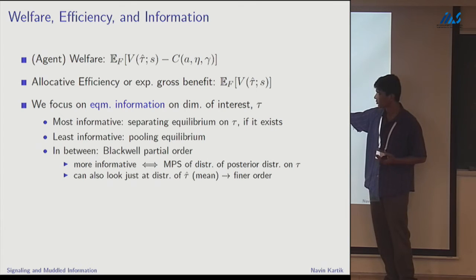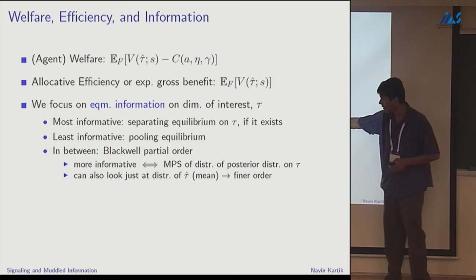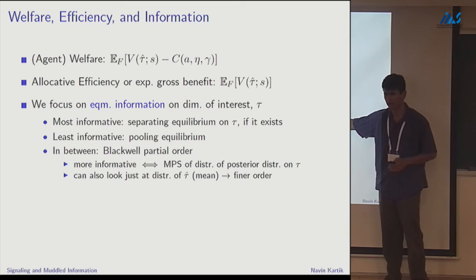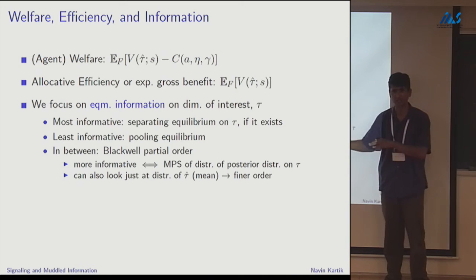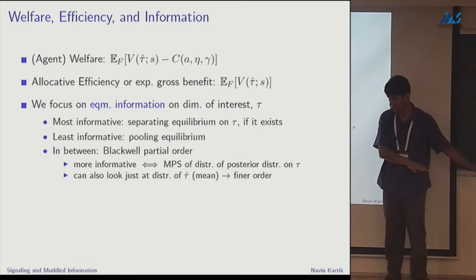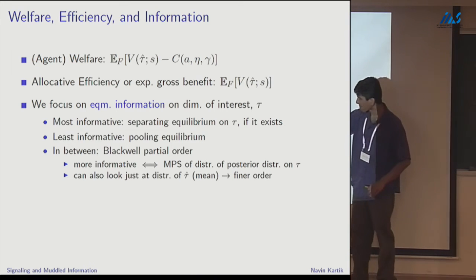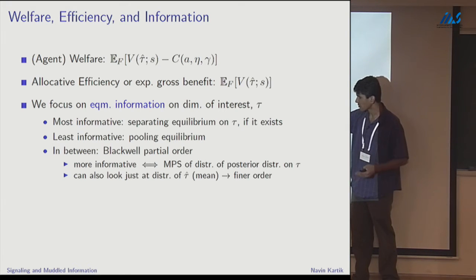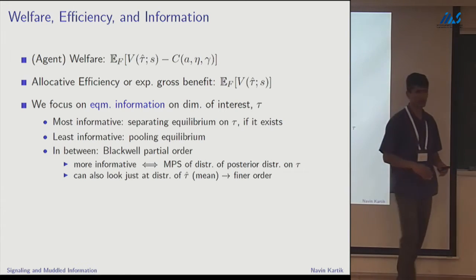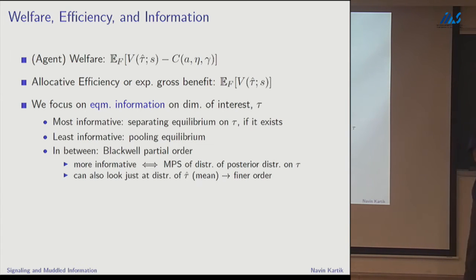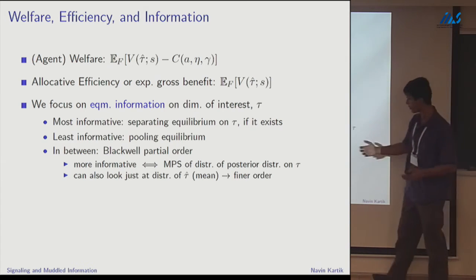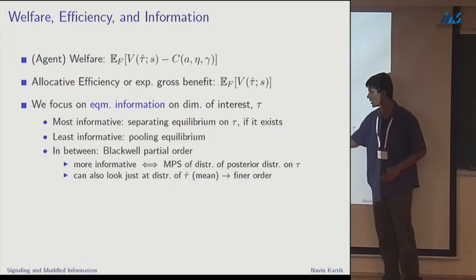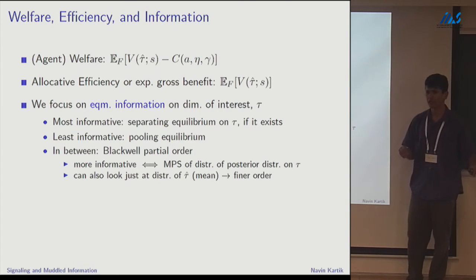And then in between, in order to compare equilibria, one way to do this is to use the canonical partial order of Blackwell. I'm not going to give a precise definition here because I can get through what I want to without one. I'll give a definition in the second lecture because it'll be more important there. Some of you will have seen this. Roughly speaking, a more informative equilibrium corresponds to a mean preserving spread of the distribution of posterior beliefs.